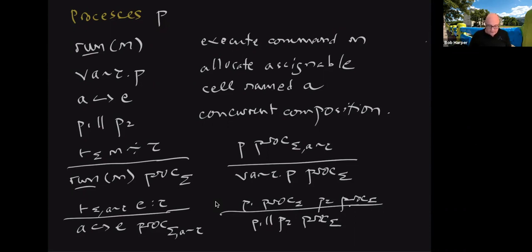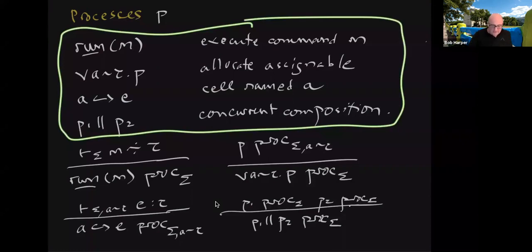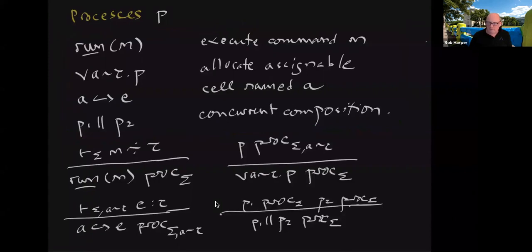Okay, so what I'm going to do is introduce four forms of process, which are written here. I'm going to have a process which is running a command M. I'll call it run of M. Then I'll skip to the bottom here, the concurrent composition of two processes. I'm going to have many processes running at once. That's the idea: I want to think of everything in terms of concurrent execution. And then I'm going to have a process which I write A hook E, which says that assignable A contains the contents E.